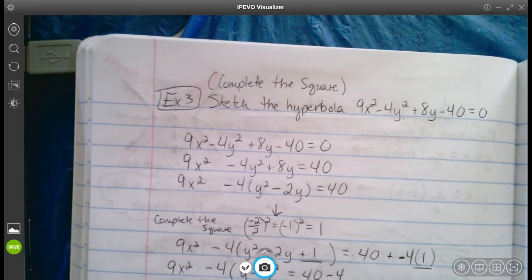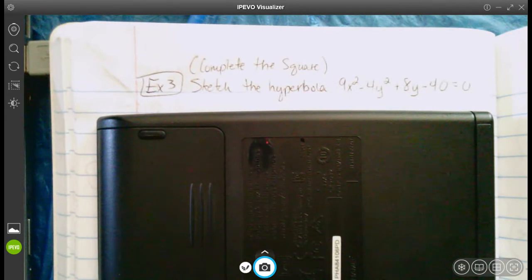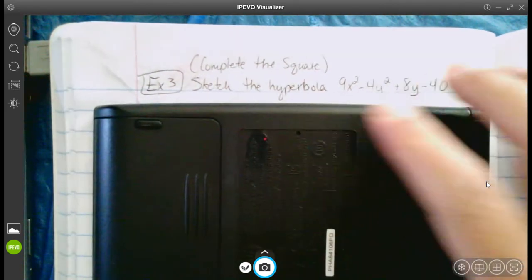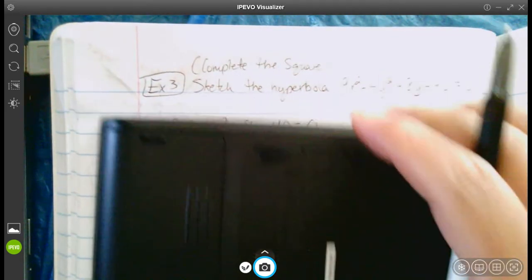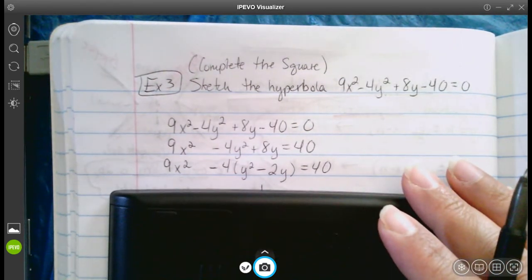Example number 3 is a complete the square problem. Let me cover that real quickly. It says sketch the hyperbola 9x squared minus 4y squared plus 8y minus 40 equals 0. There's a glare coming in here. There we go. So I'm going to show this in steps.